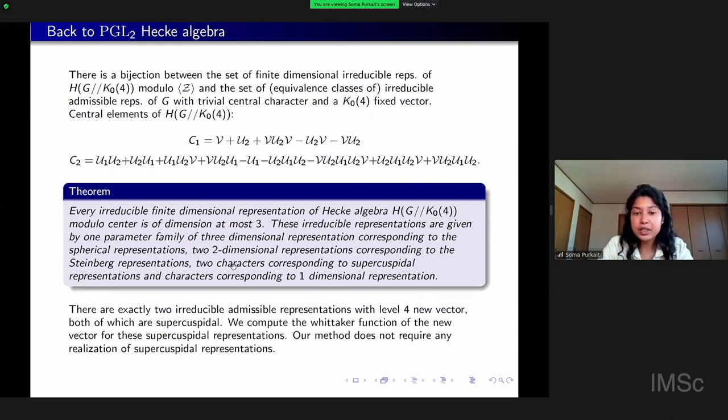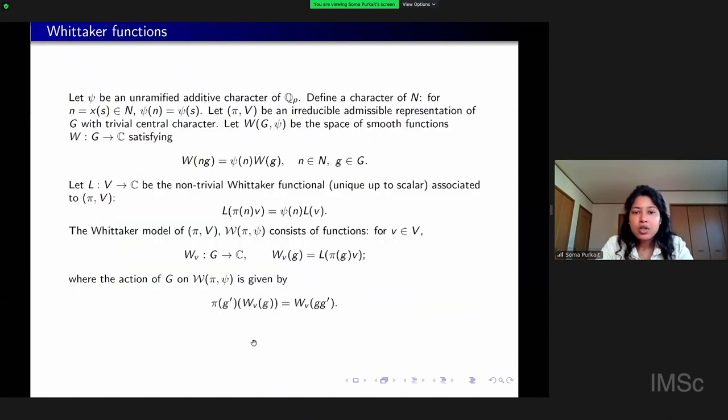We compute the Whittaker functions. We have exactly two irreducible admissible representations with the level 4 new vector, both of which are supercuspidal, and we compute the Whittaker function of these supercuspidal representations. So we just use this Hecke algebra method; we don't realize the supercuspidal representation just through the Whittaker function. Okay, so I think I'll skip through.